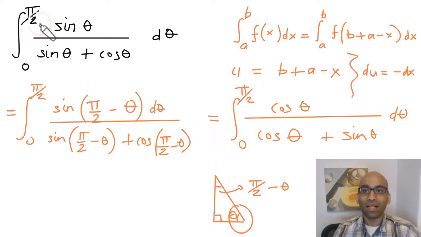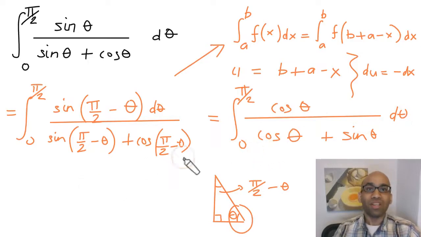And now we've got this integral from 0 to pi by 2 of sine theta divided by sine theta plus cosine theta d theta is equal to, using the King's rule, using this idea here, 0 to pi by 2 of cosine theta divided by cosine theta plus sine theta d theta. Now here's the hint for you. Pause the video for a few seconds and see if you can now solve this integration in your head.